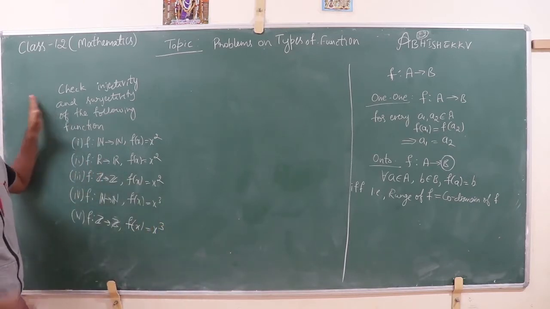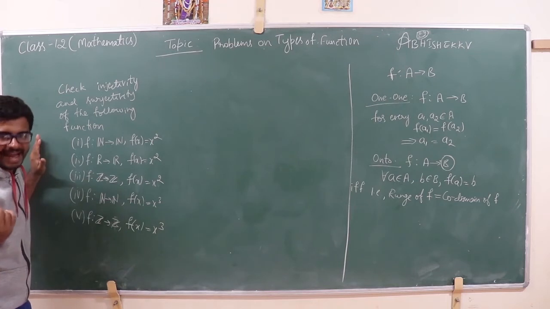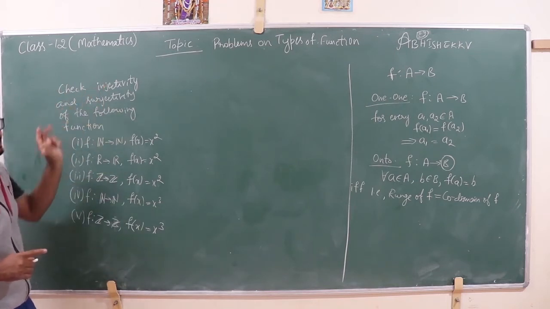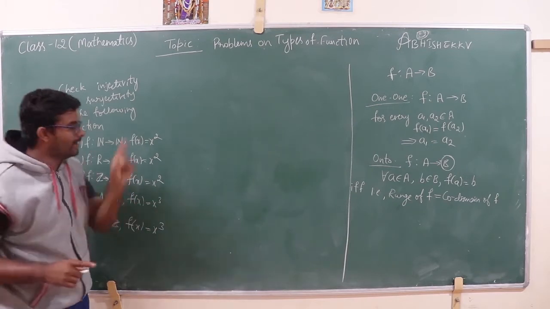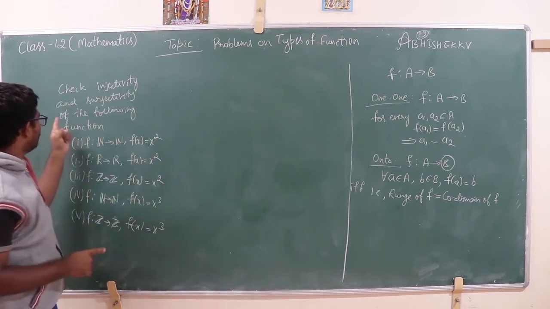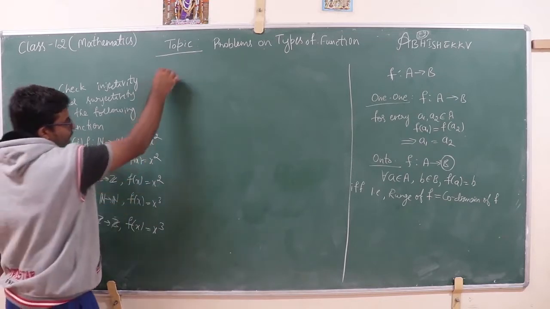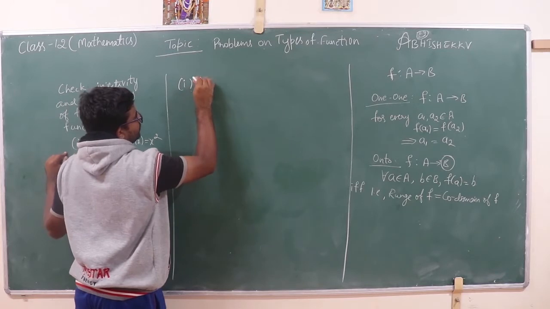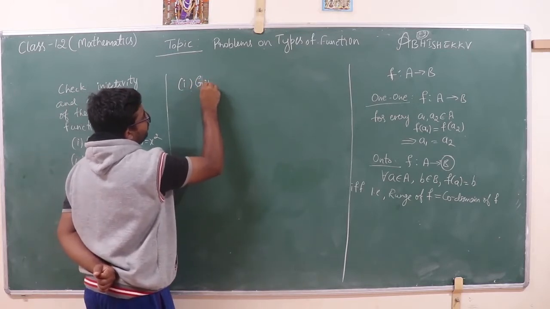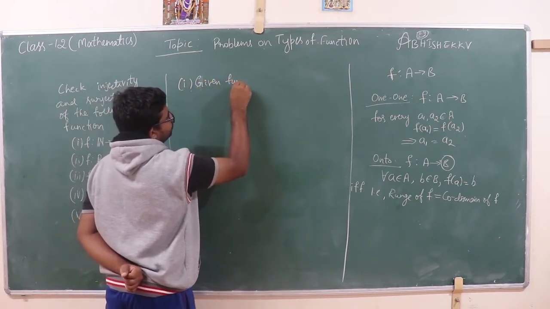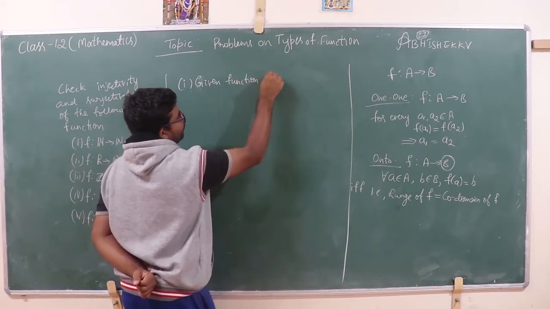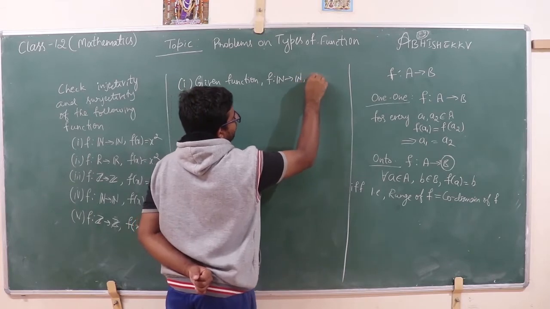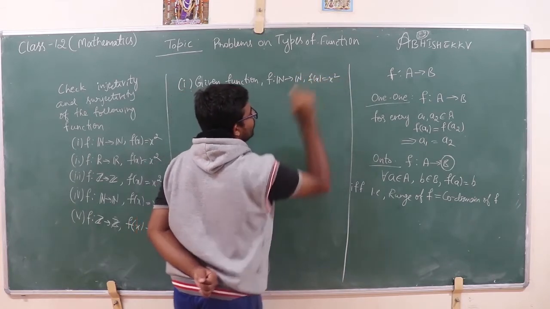See, examiners like to ask these types of questions for your annual examination in Part B. Okay, check injectivity and surjectivity. Injectivity is nothing but 1-1 and surjectivity is nothing but onto, of the following functions. See, let us consider the first one. Given function f from N to N, f of x is equal to x square.